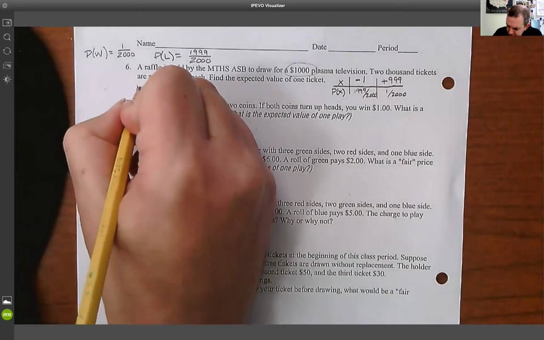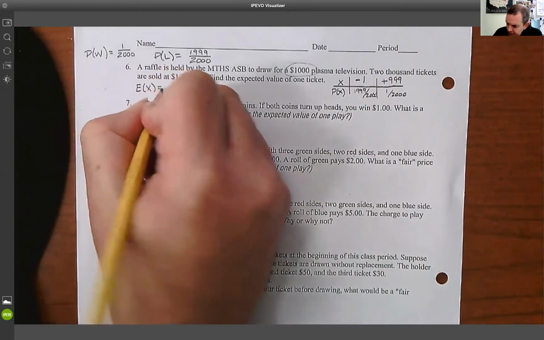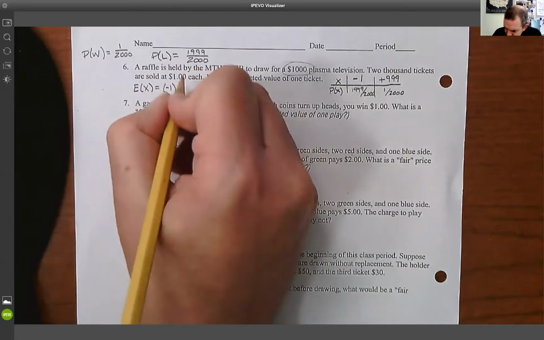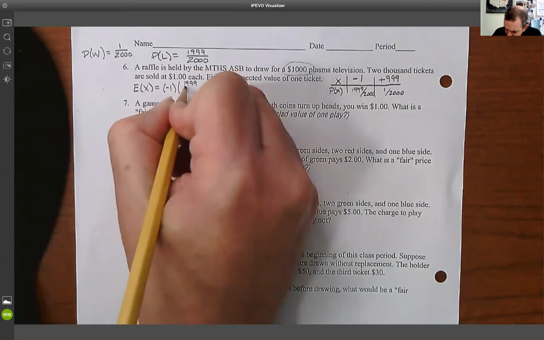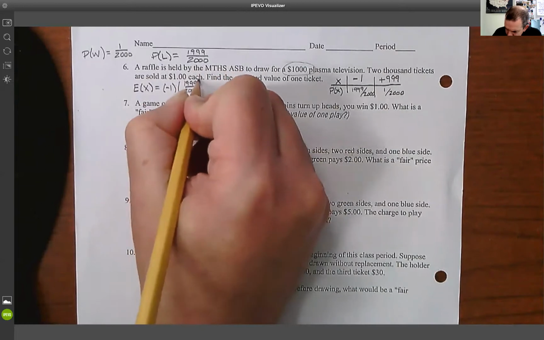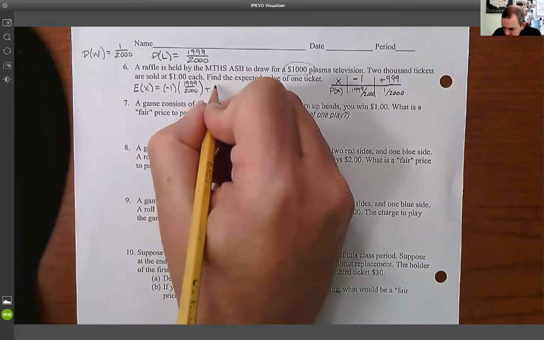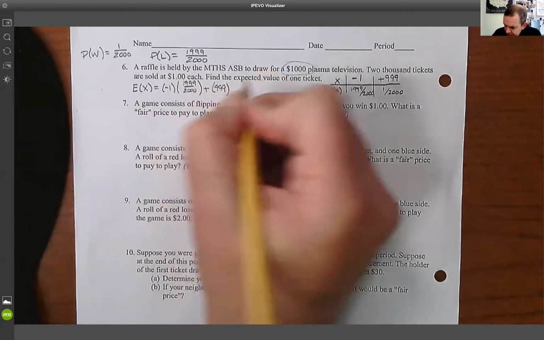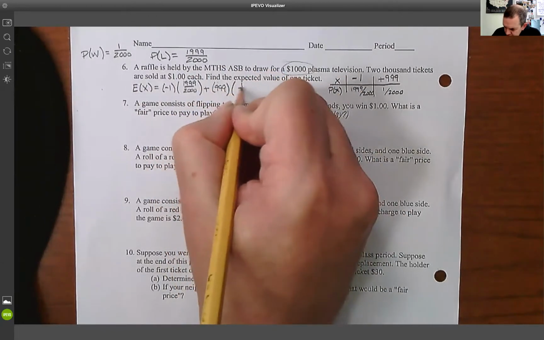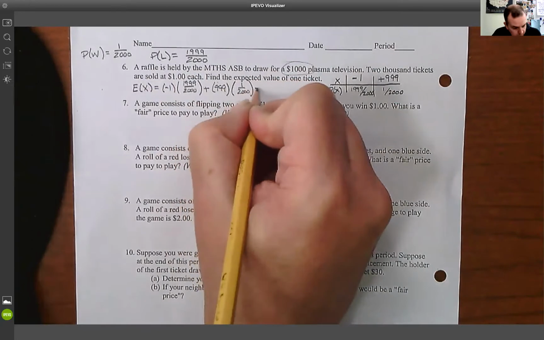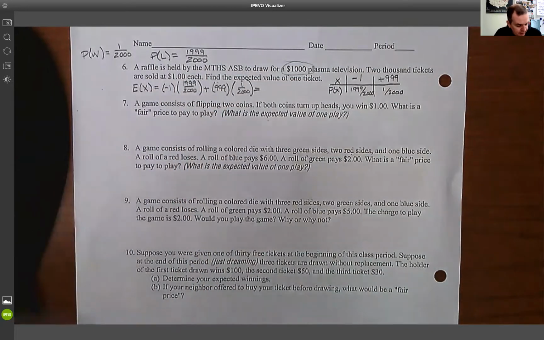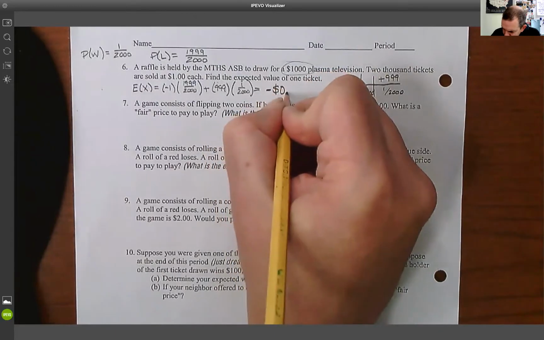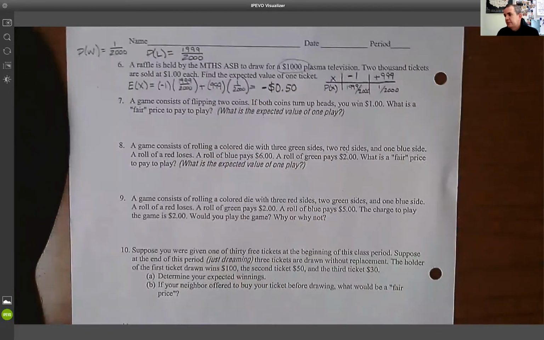So the expected value of the ticket is -1 times 1,999 out of 2,000, plus, in this case, positive 999 times 1 out of 2,000. And when you do that in your calculator and you add that up, what you're going to find out is on average, you're going to lose 50 cents.